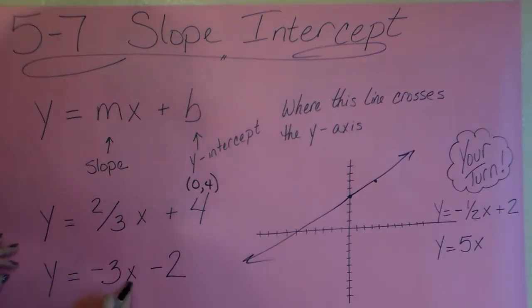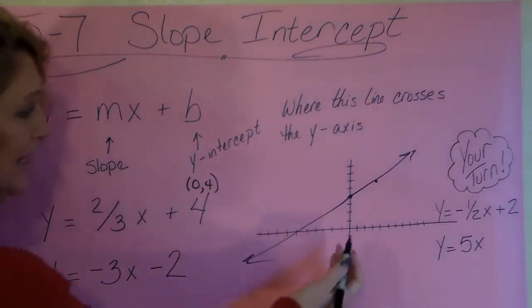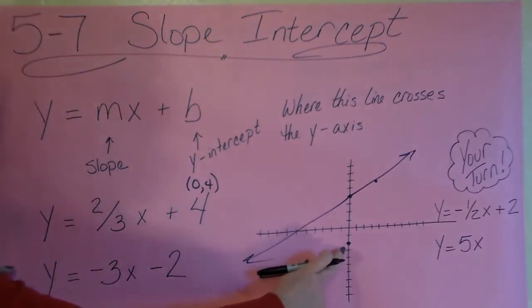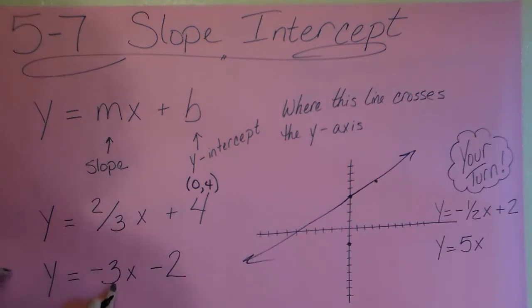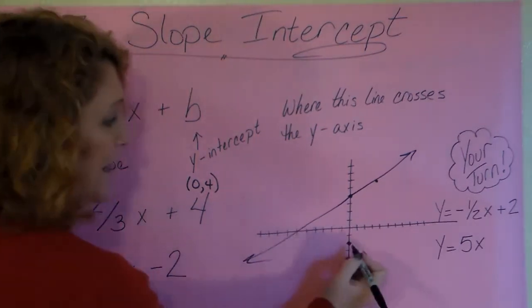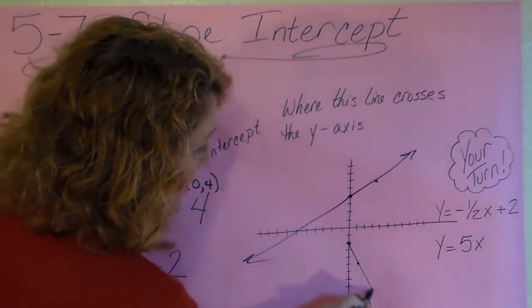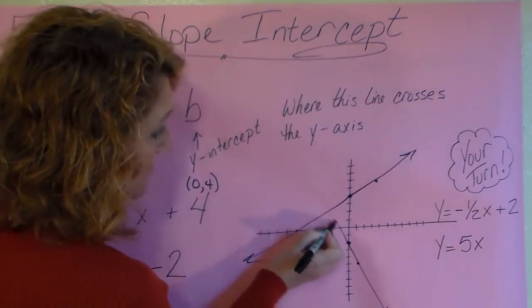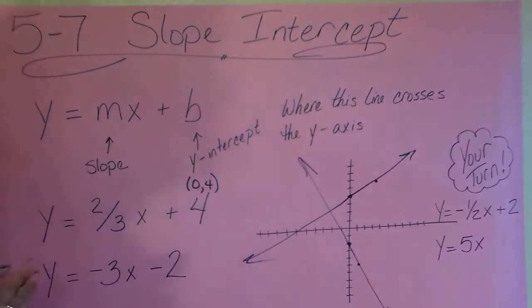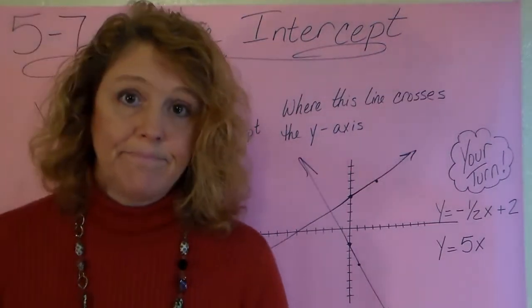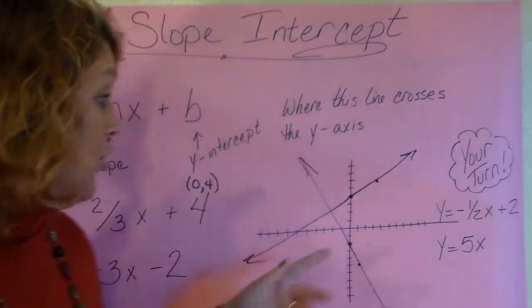Let's try it again. Y equals -3x minus 2. So here, it crosses the y-axis at -2, at the spot 0, comma, -2. Now I'm going to go down 3 and over 1. 1, 2, 3, and over 1. Here is that line. And it's that easy to graph. And all you need is an equation. Okay? Give it a try.